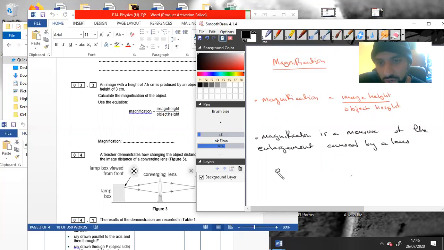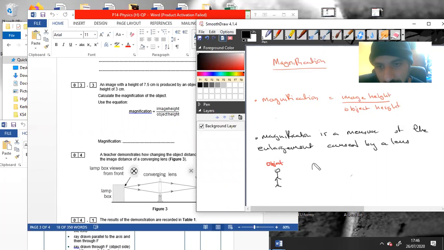So imagine you have your object here, your human being. So this is your object. I'm going to draw that in red pen maybe in a second. So your human being as an object is here. He's got some height, or she's got some height. You have a lens nearby. And let me just draw this lens, just a rough drawing of a lens.